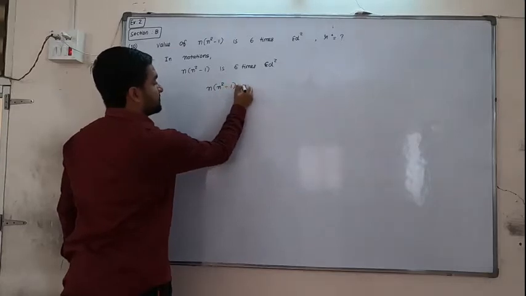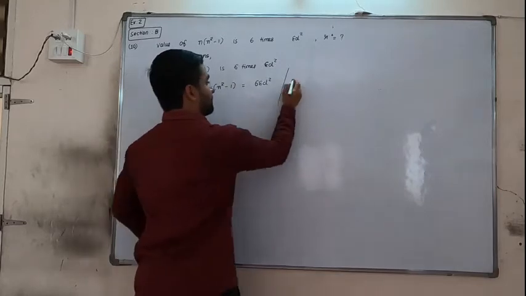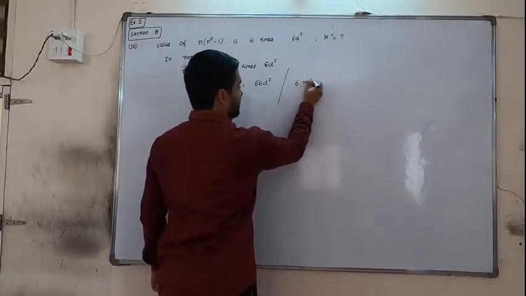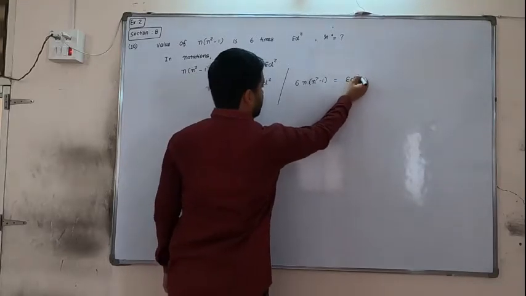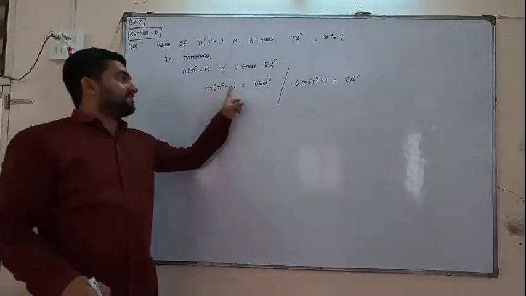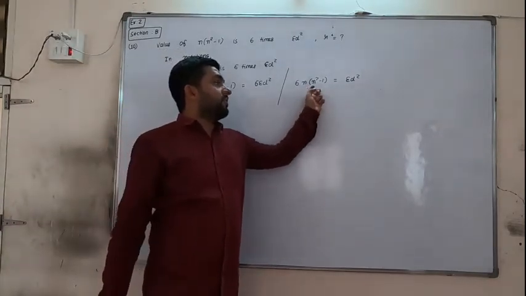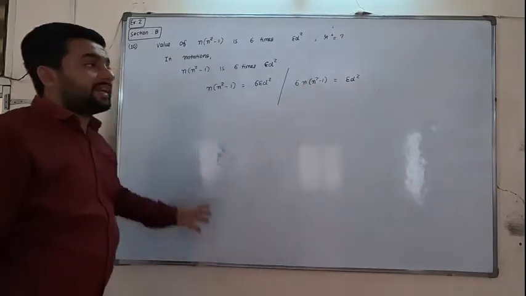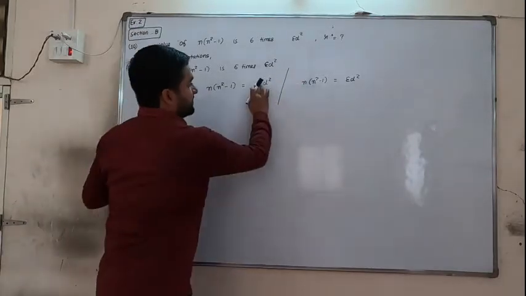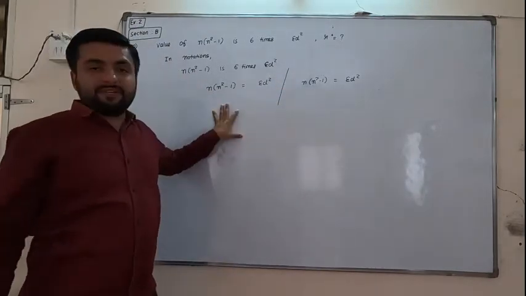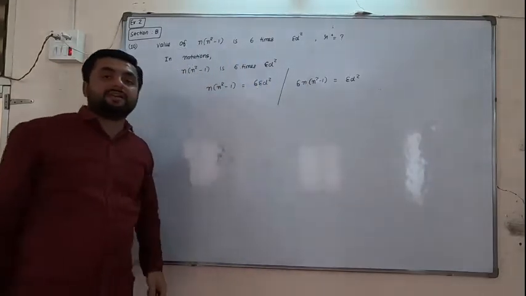n square minus 1 is equal to 6 sigma d square. This is your first option, or 6 times n square minus 1 is equal to sigma d square. Where to keep this 6? For sigma d square we will keep 6, or for n square minus 1 at that side we will keep 6. See, we have two sides. Here also we can keep the 6 and here also. Whether 6 is kept here or 6 is kept there.